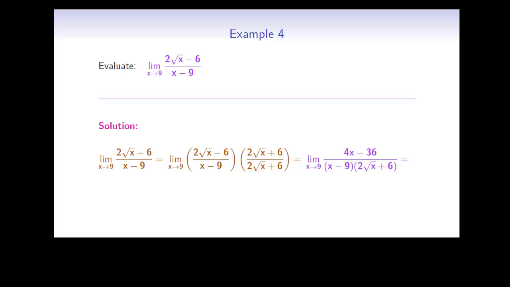The numerator, when you multiply it out, becomes 4x minus 36, and the denominator we're going to leave factored for now. Factoring out a 4 from the numerator, we see that x minus 9 cancels out. This is precisely what we wanted because now there's no division by 0 anymore. Now we can simply insert x equals 9, compute the final answer, which is 1 over 3.